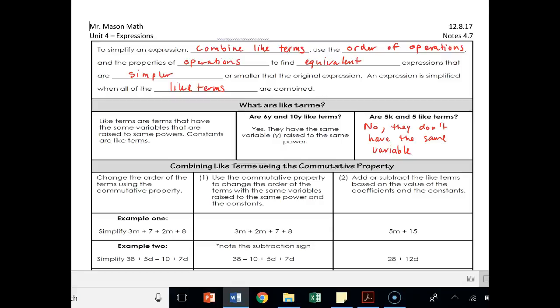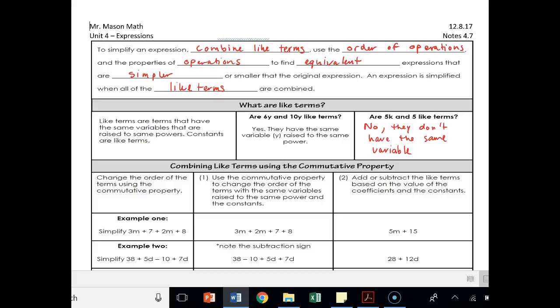So I've written stuff here in red. I'll read it to you, but you need to copy it down. To simplify an expression, combine like terms, use the order of operations and the properties of operations, such as the commutative, associative, to find equivalent or equal expressions that are simpler or smaller than the original expression. An expression is simplified when all the like terms are combined. So please make sure you've written down those words in those blanks.